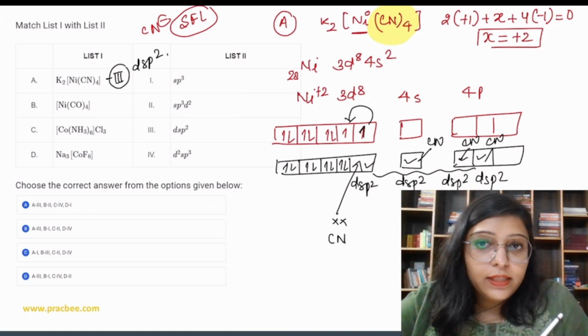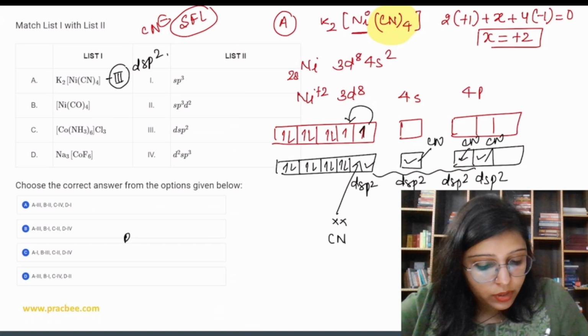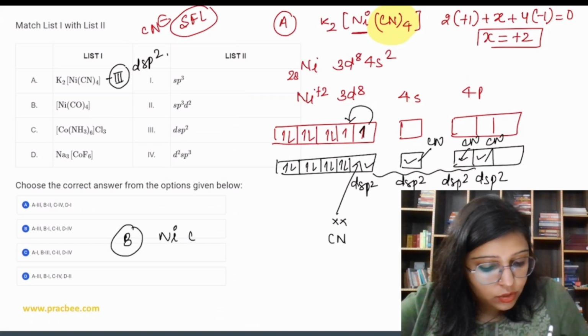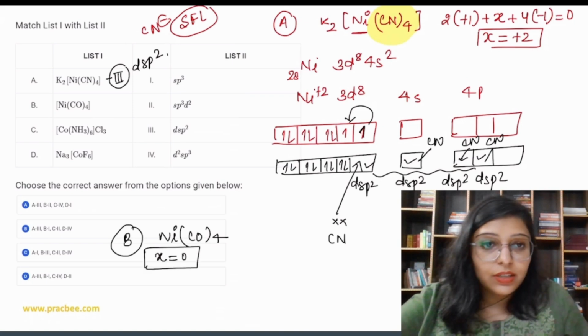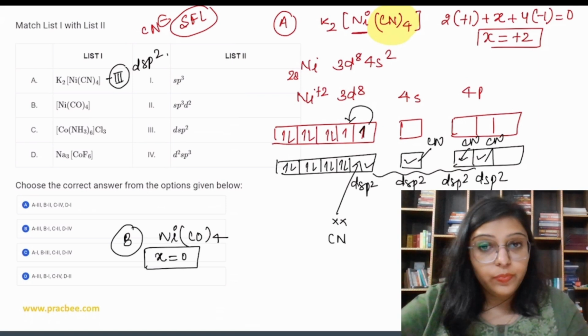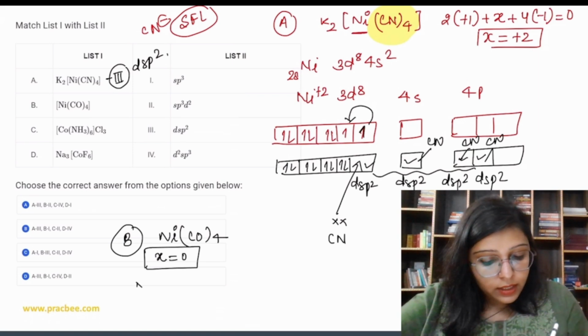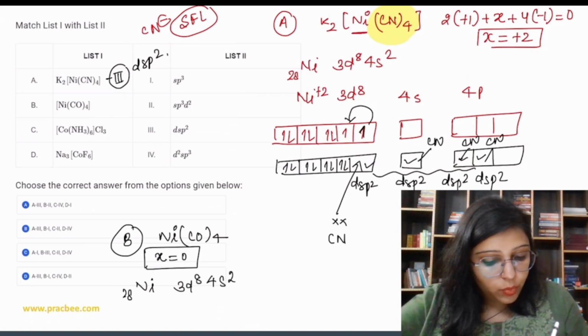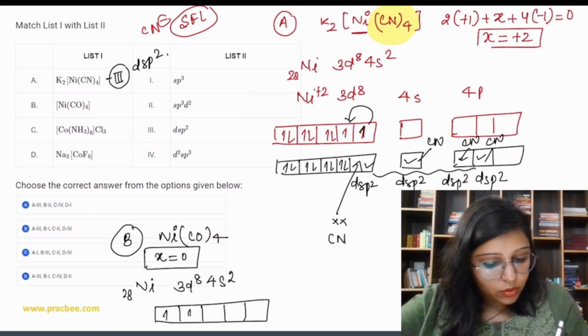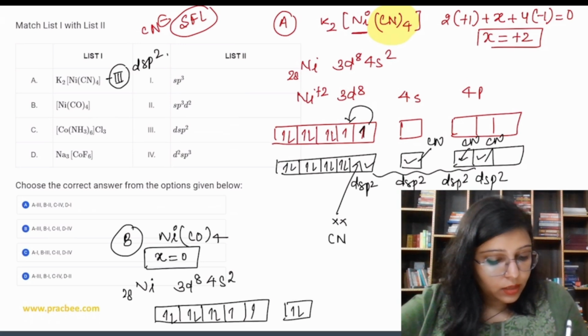Now check for Ni(CO)4. So in option B, Ni(CO)4. The oxidation state of nickel is 0 because carbonyl is a neutral ligand. So we write nickel 28, which is 3d8 4s2. Now what happens? 1, 2, 3, 4, 1, 2, 3, 4, 5, 6, 7, 8, and 4s.